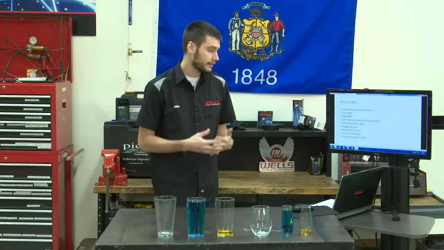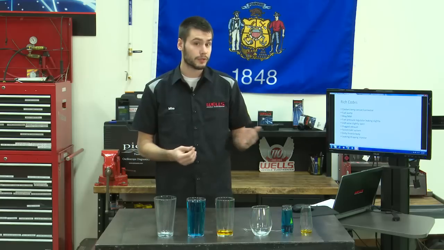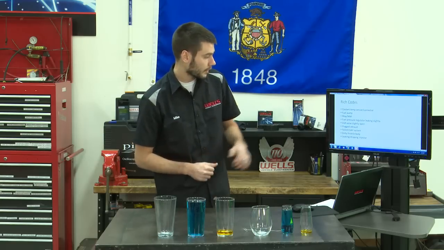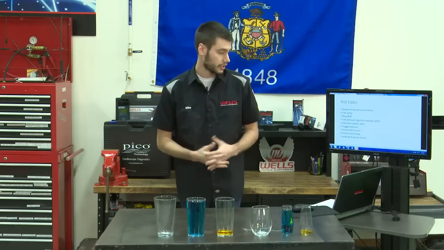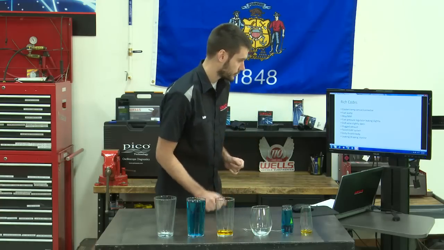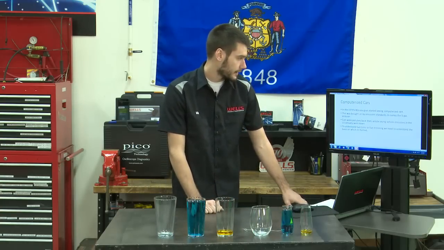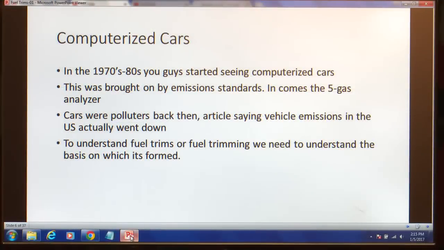So that's how an evap system can cause either a lean or a rich condition. A dirty throttle body, and then of course a leaking or dripping fuel injector, can cause your rich conditions. Okay, so we're going to get into a little bit of history here, just of where this all started out.